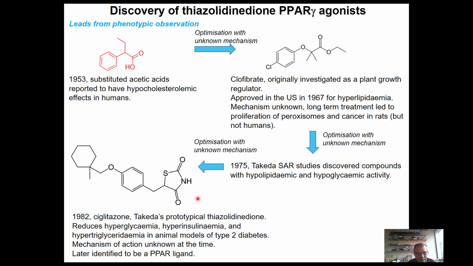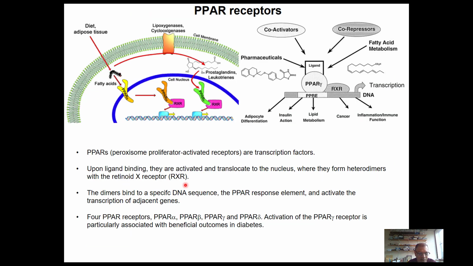This is one of the early ones that was used as an anti-diabetic agent, and it showed promise, and the mechanism of action was only discovered much later, and that was revealed to be the fact that these compounds are acting as agonists on a family of receptors, and these are the peroxisome proliferator activated receptors, or PPARs. So this is based on the fact that these receptors get activated and then lead to the proliferation of peroxisomes.